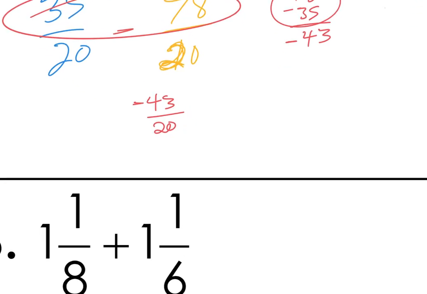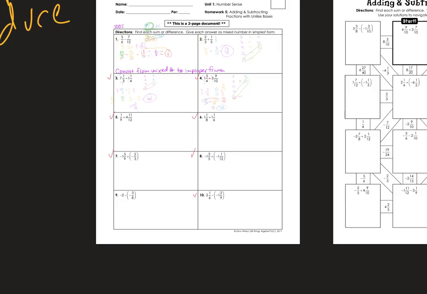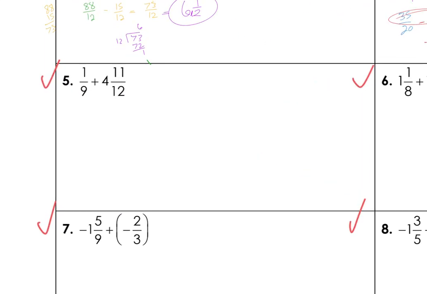Next, convert it to a mixed number. 20 goes into 43 2 times with 3 left over. Done. So I believe we've reached the part of the video where you could hit like 2x speed, because I think you get what's going on now.